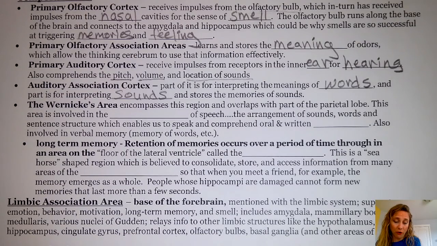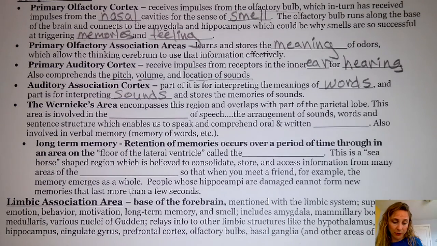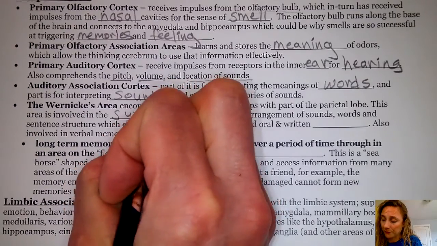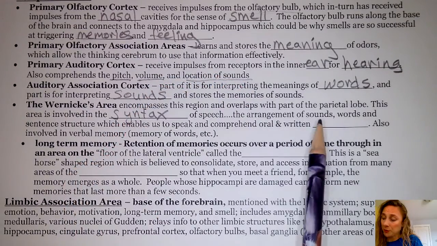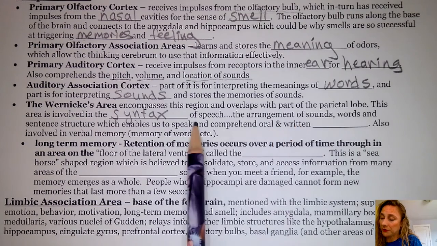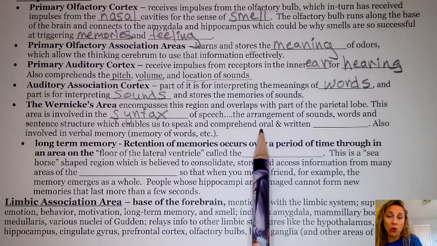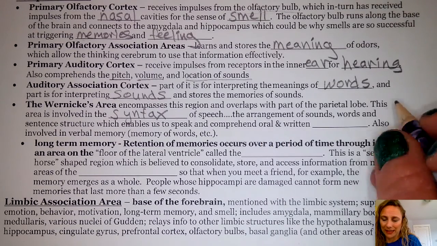This is involved with, where did I put it? Syntax, speech. So we can't speak without it. That's what goes there. And it's arrangement of words and sounds and sentence structure, and it enables us to speak and comprehend oral and written language.